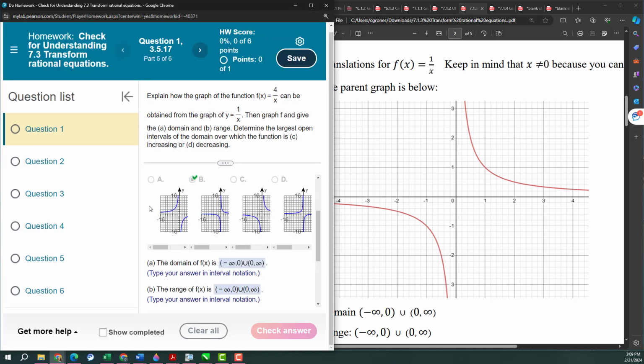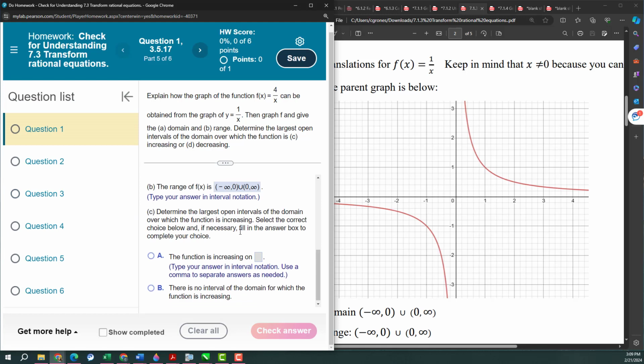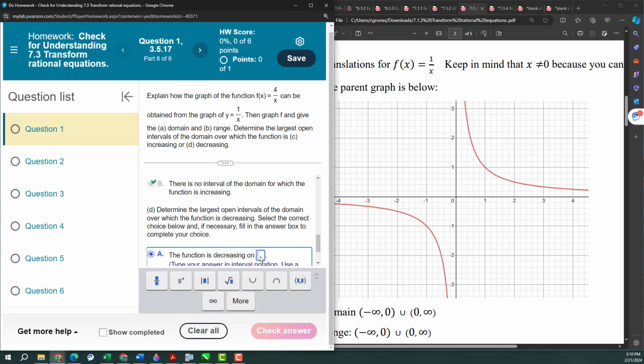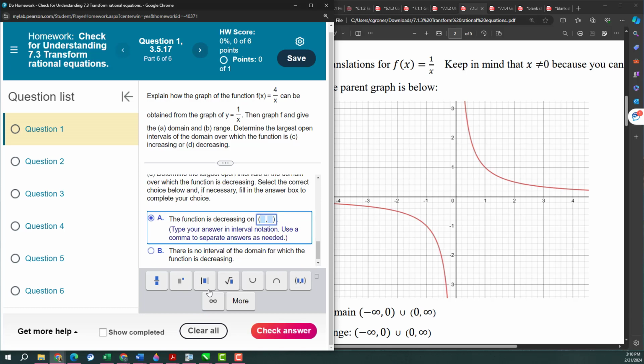All right. And then it says the function is increasing, so it looks like it's coming from over here and it's going down, and then again it's coming down and over. So it doesn't look like it is increasing, but it is decreasing. So it decreases from negative infinity to 0.